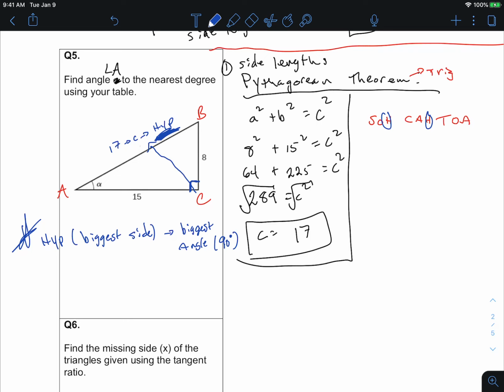Next, the question is going to ask you about one of these two angles, the remaining two. In this particular question, it's decided to ask us about alpha. So I'm going to stand at alpha, and I'm going to look across, and I'm going to label this. If I'm looking across, what do you think I'm going to label it? A.